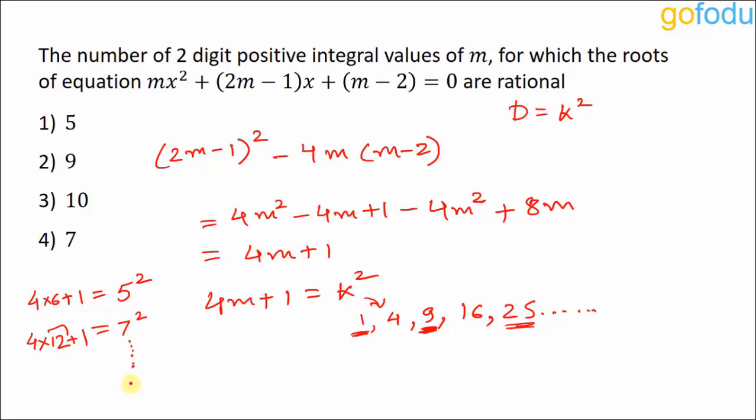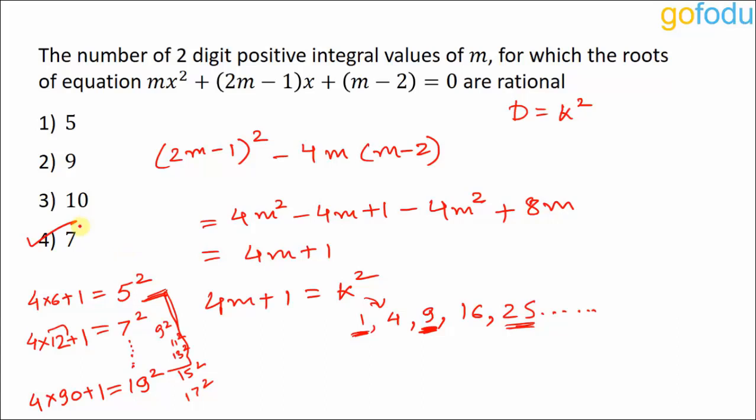So less than 21 square will be 19 square, and for that our m value will be 4 into 90 plus 1. 361 is 19 square. So starting from 7 square till 19 square, all these values are going to give us two-digit positive integral values for m. So how many values are there? 7 square, 9 square, 11 square, 13 square, 15 square, 17 square and 19 square. So 1, 2, 3, 4, 5, 6 and 7 values are there for m, and the fourth option is the correct answer.